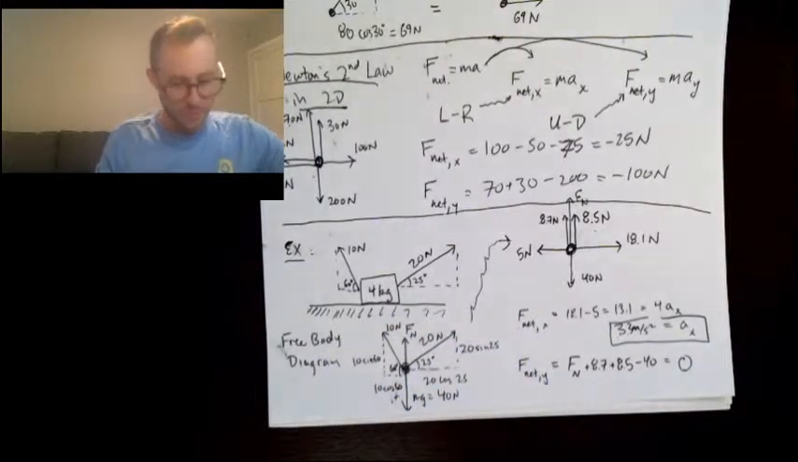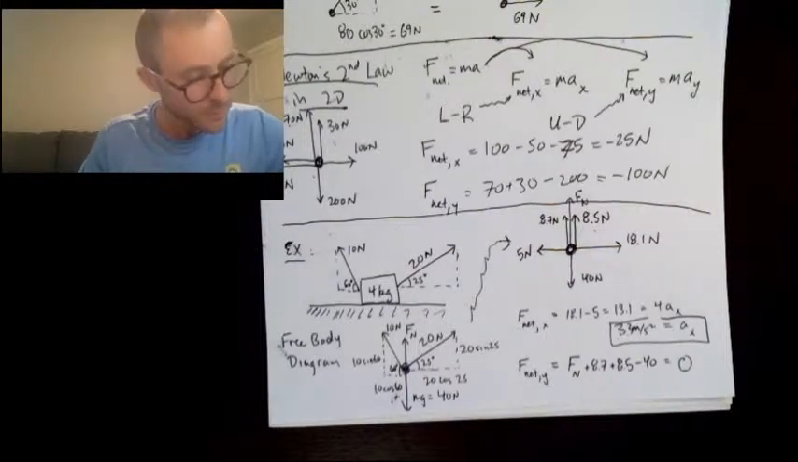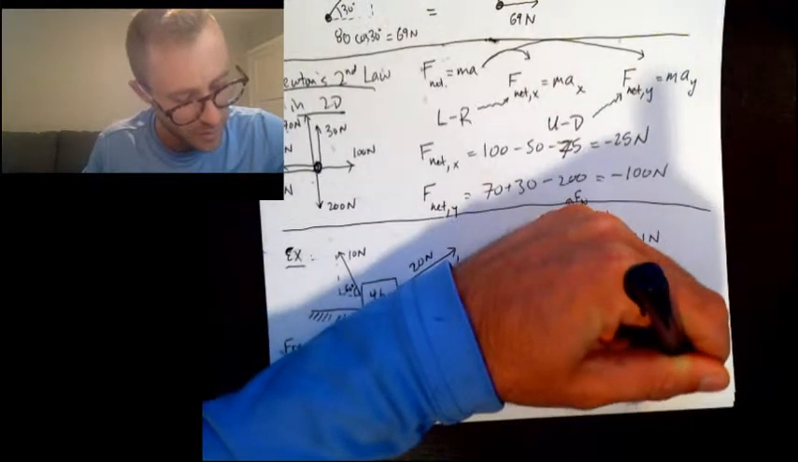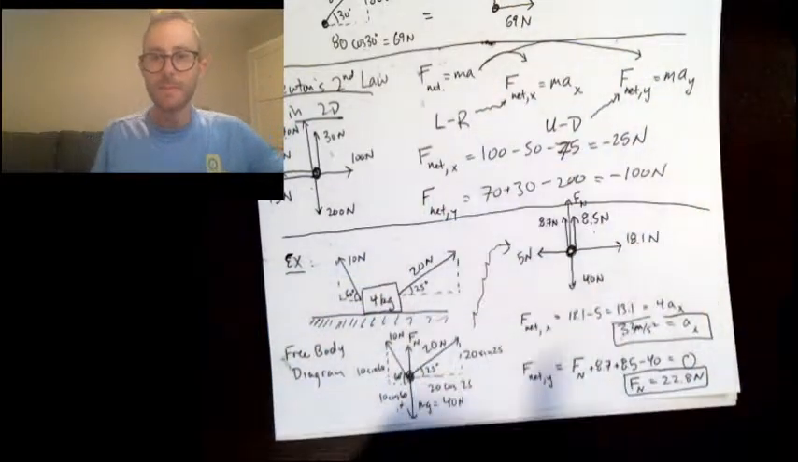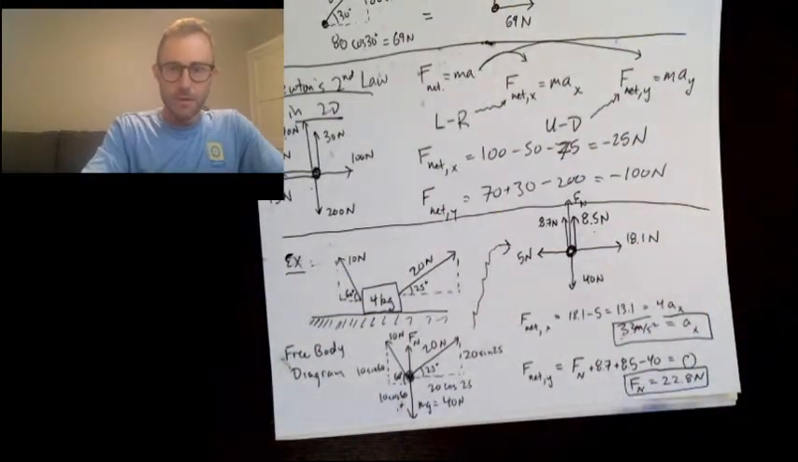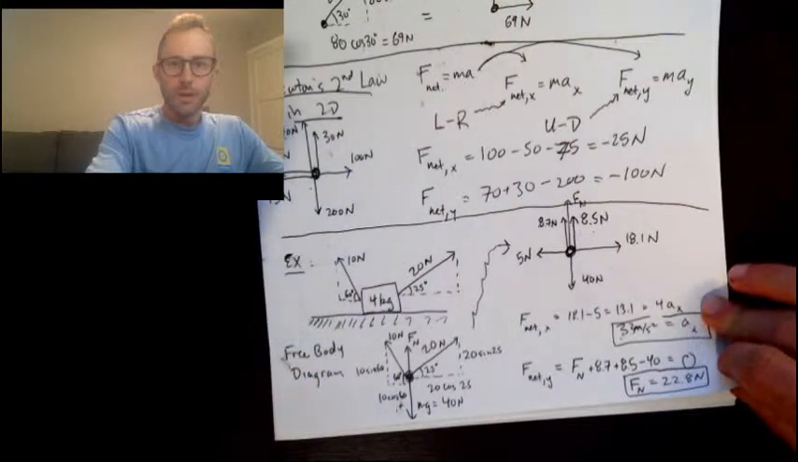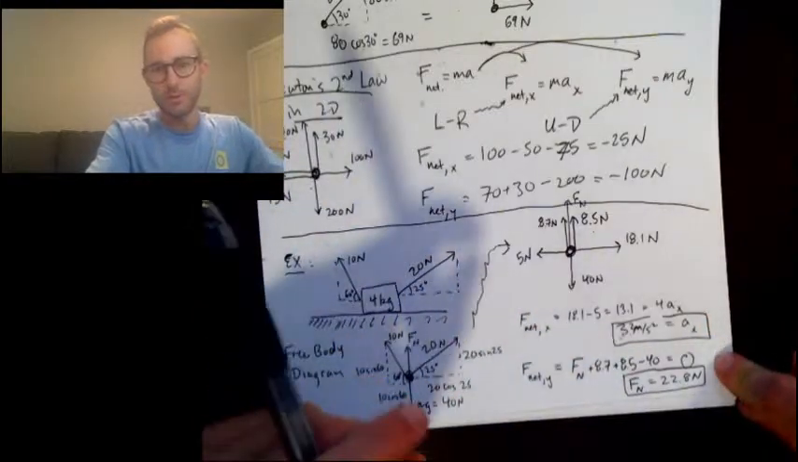So that tells us that the normal force is 22.8 newtons. Okay? There you have it. So we know the acceleration of the box and we know the normal force. All right, let's do another example.